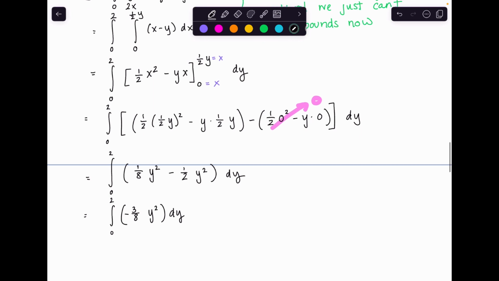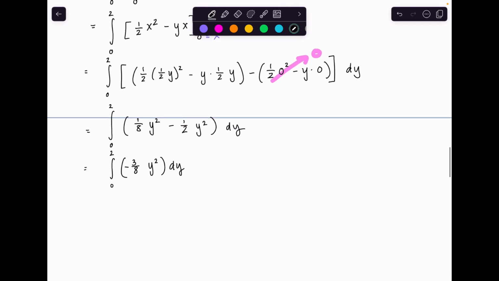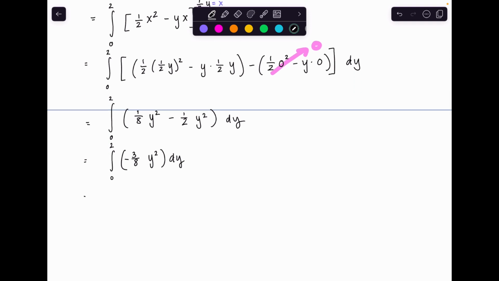Now I can go ahead and take the antiderivative. So that would give us negative... You'd get y cubed over 3. But in doing so, what ends up happening is the 3's cancel. So this is negative 1/8 y cubed, evaluated from 0 to 2.